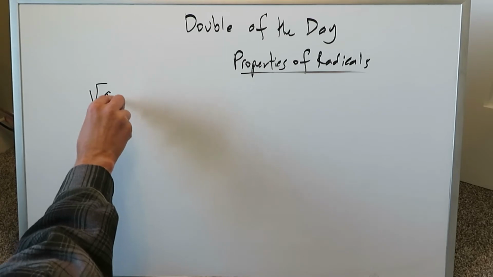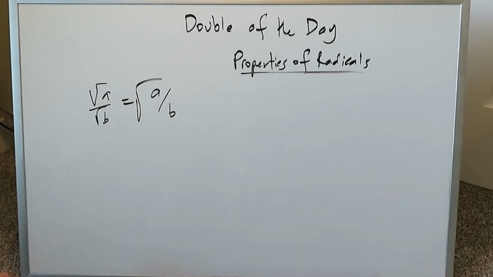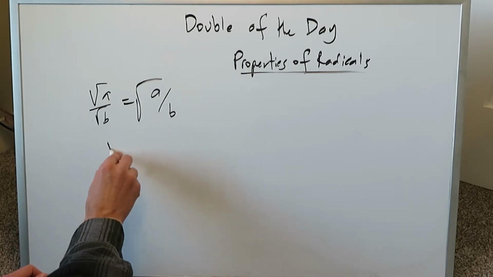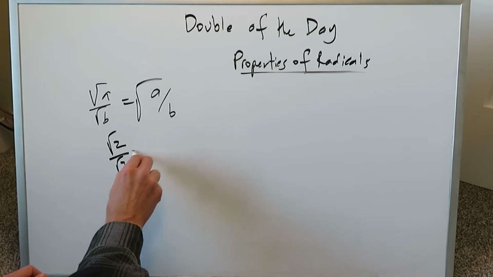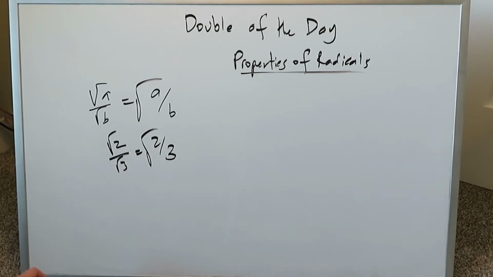How about this? Root A divided by root B can be written under a single radical. That fraction can be brought in under a single radical. Consider this: root 2 divided by root 3 can very well be written under a single radical. You have 2 over 3. That's a very good property to be aware of.